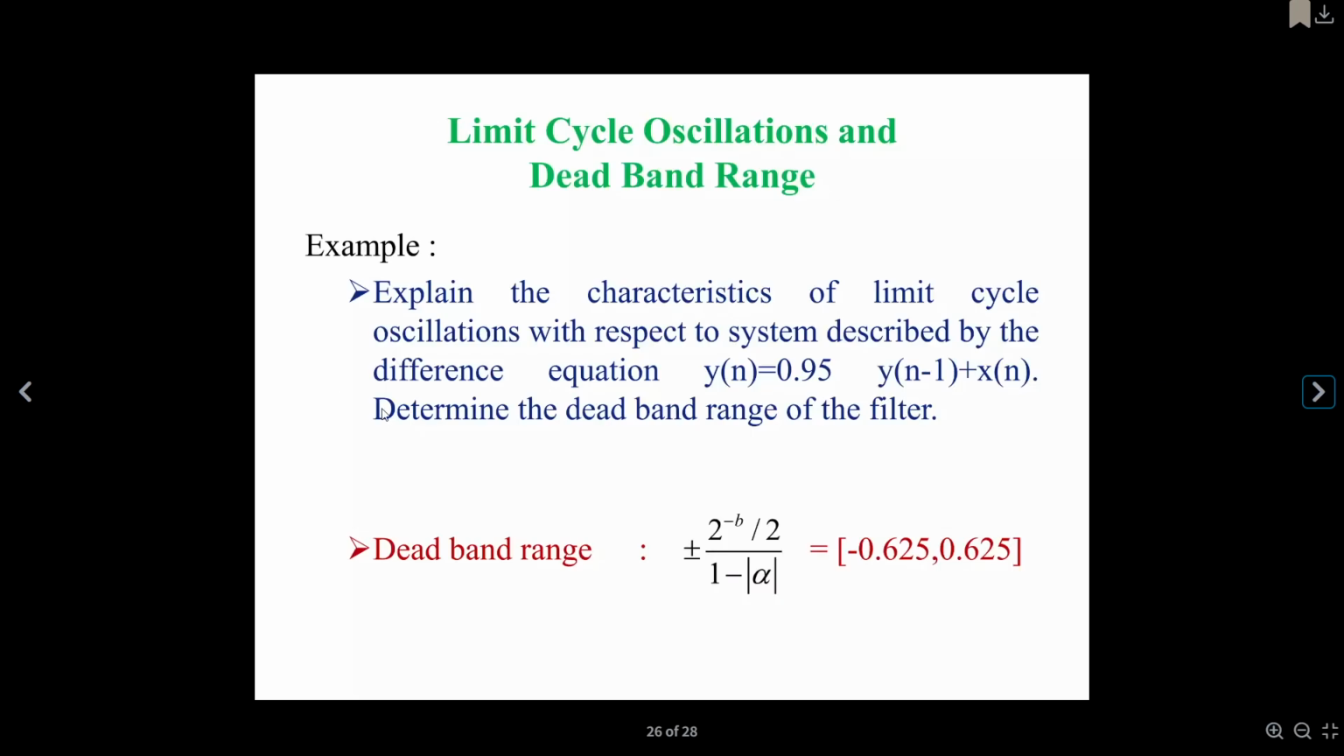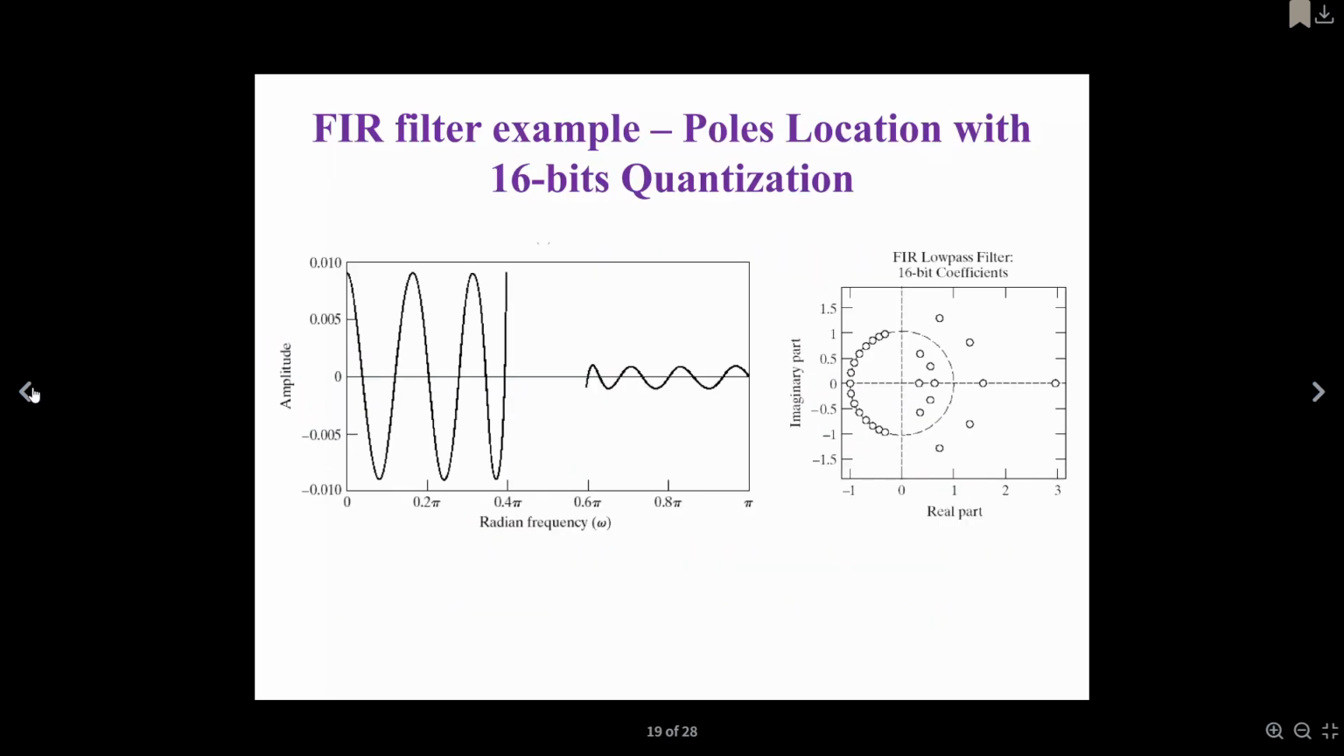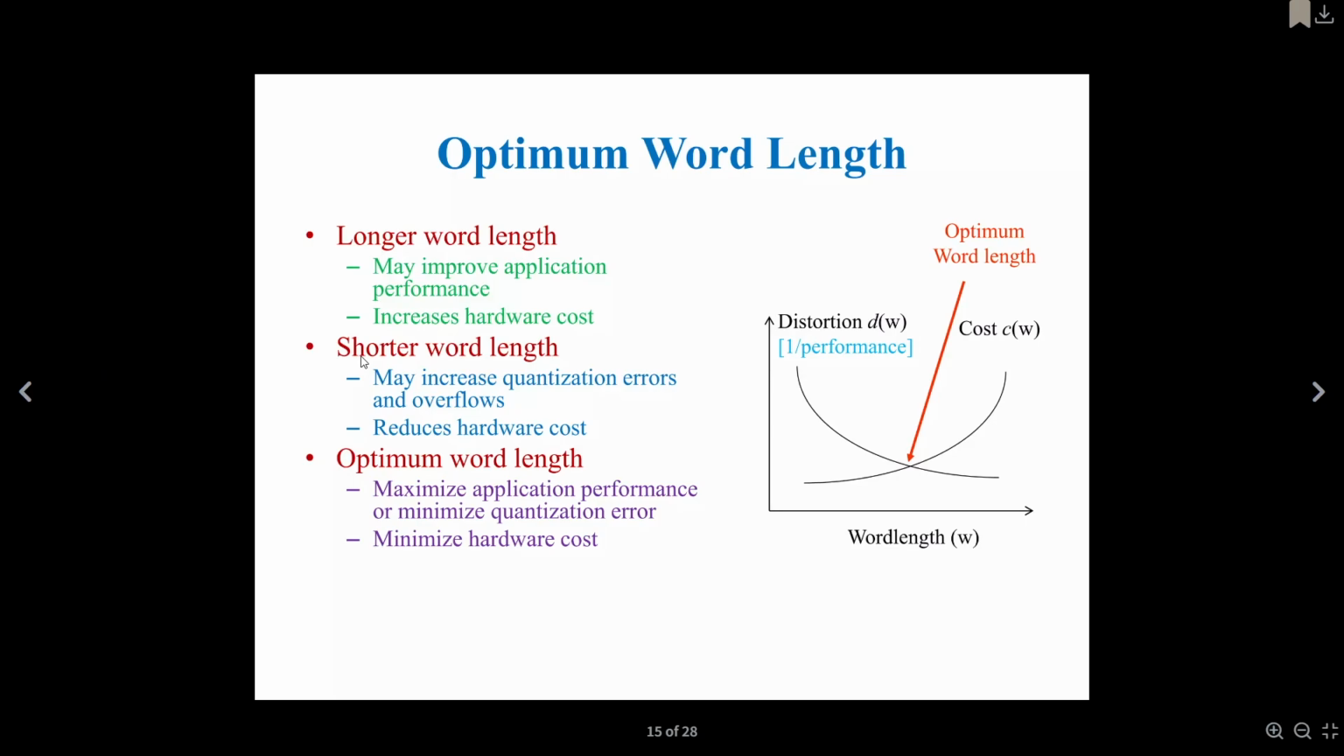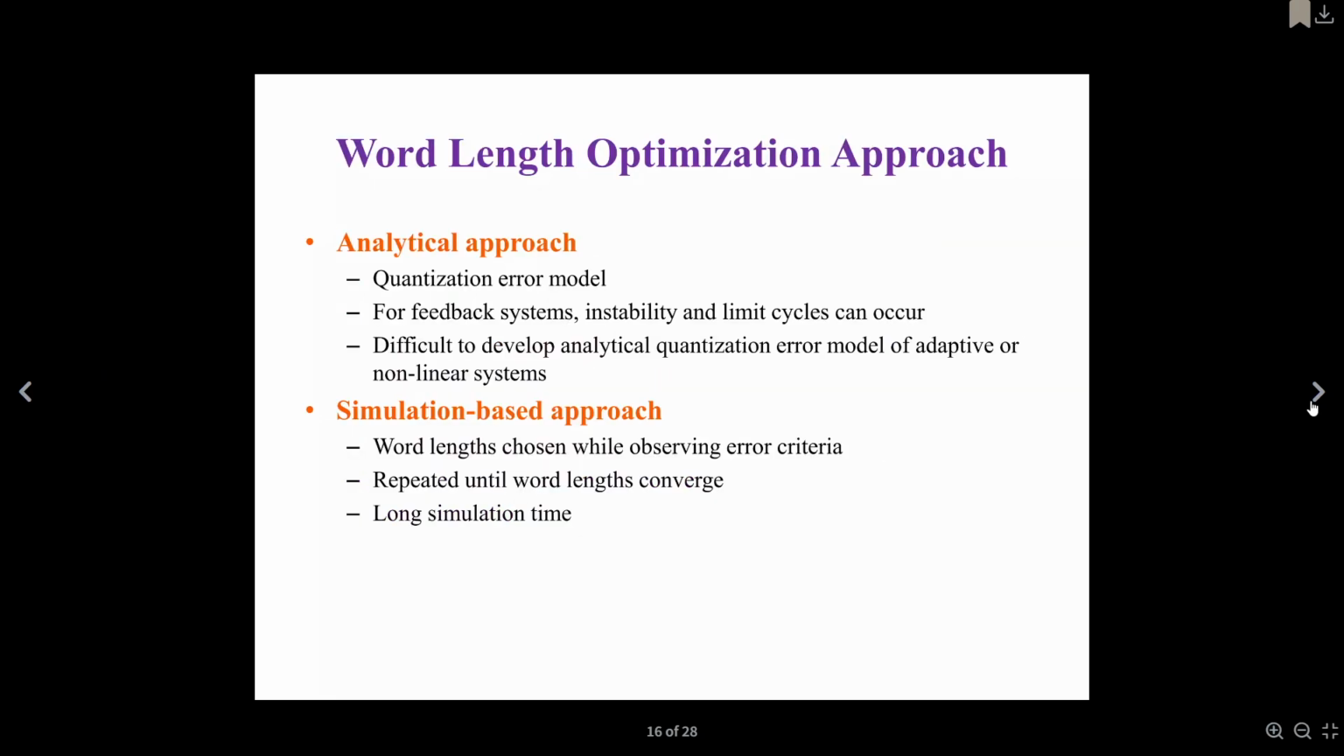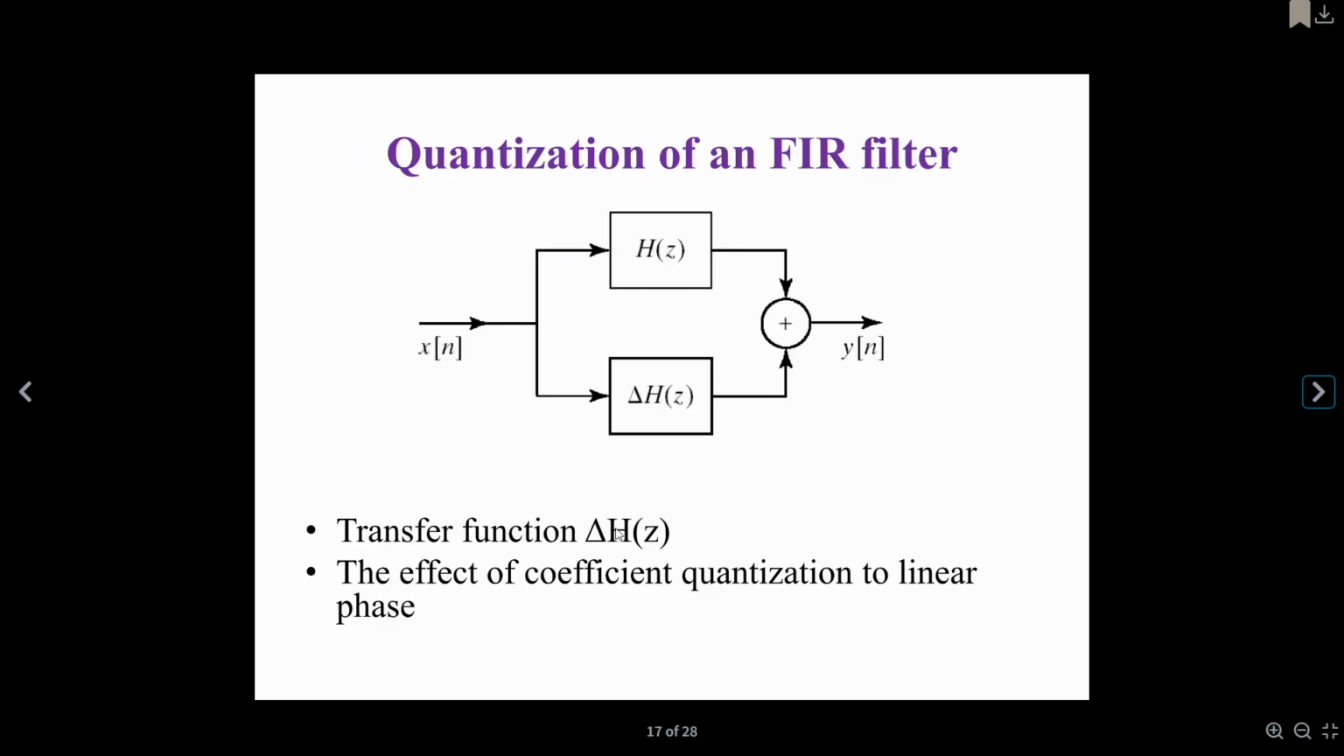Now let's look at word length optimization approaches. Firstly, the analytical approach, which also includes quantization of the model error. For a feedback system, instability and limit cycles can occur. It is difficult to develop analytical quantization error for adaptive or nonlinear systems. Then the simulation-based approach includes word length chosen while observing error criteria, repeated until word length convergence, with long simulation time, etc. Other than that, let's go for quantization of an FIR filter.